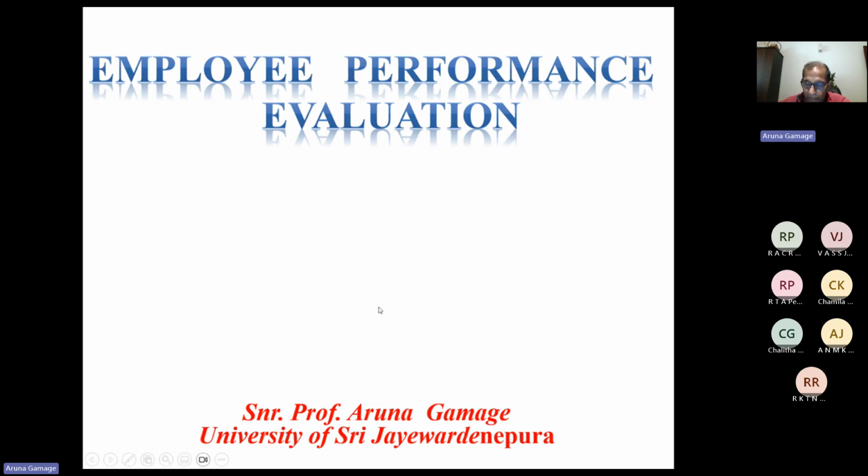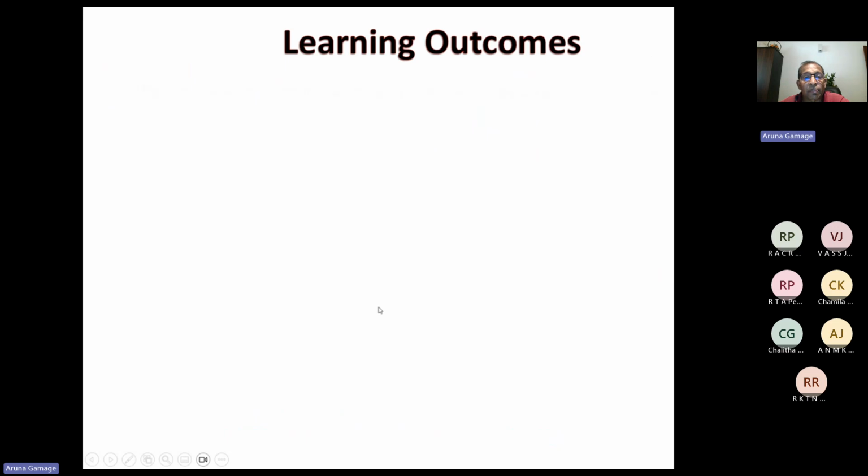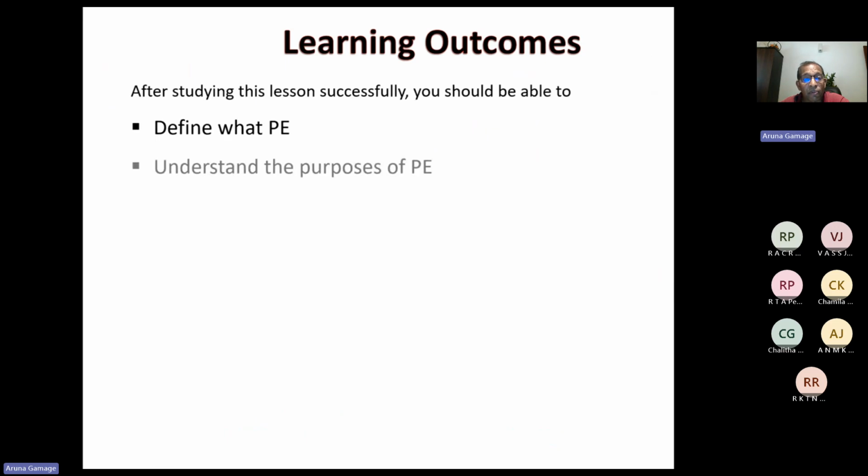There are a couple of learning outcomes of this particular session. First of all, you should understand the meaning of performance evaluation. You have to have at least one definition. There are two purposes of performance evaluation. Once you understand those two types of purposes, you can understand how important performance evaluation is. It is a process. There are several steps to be followed.